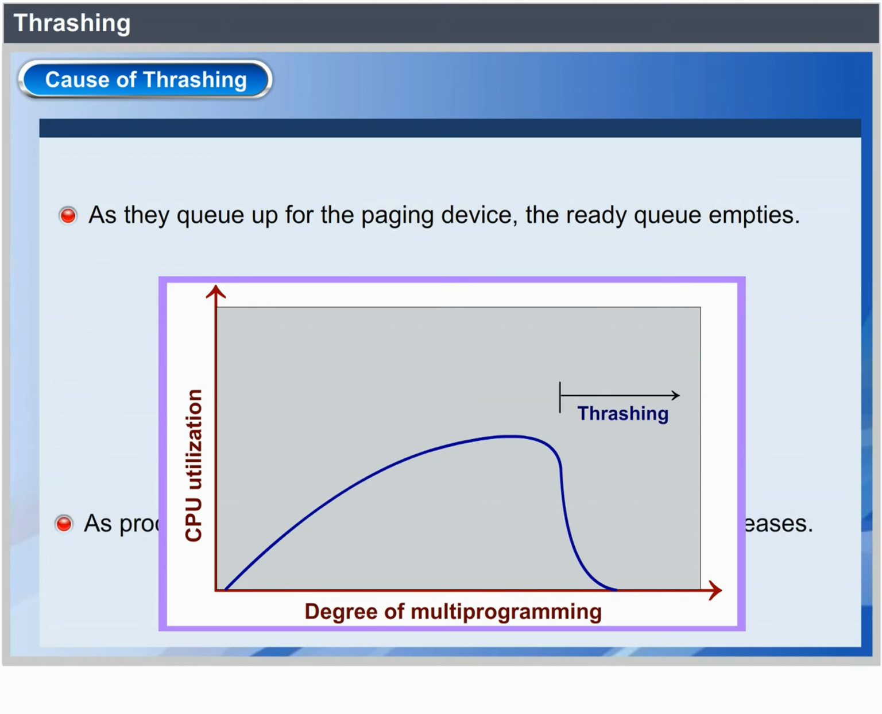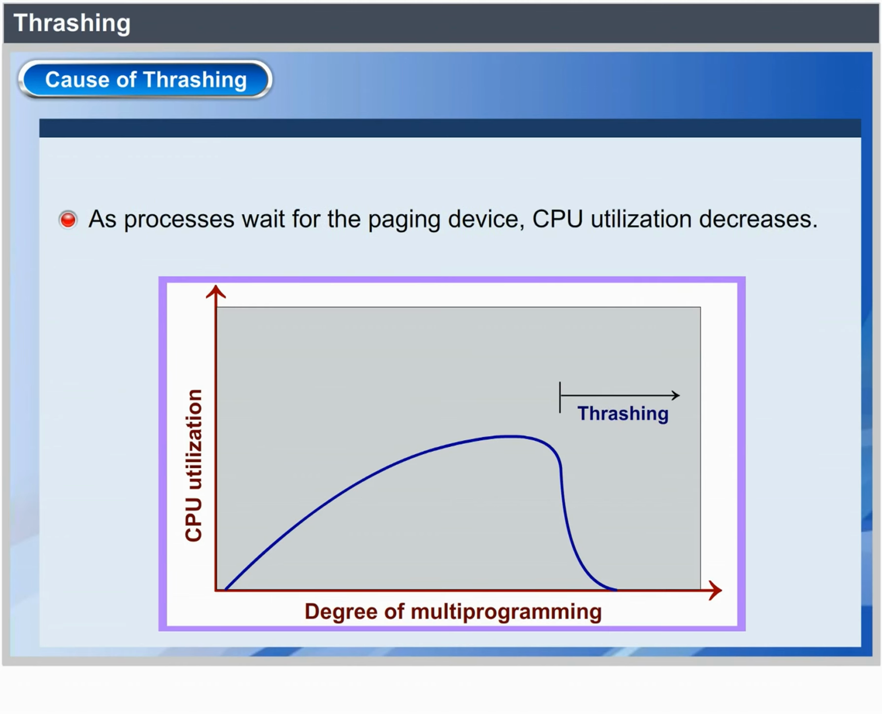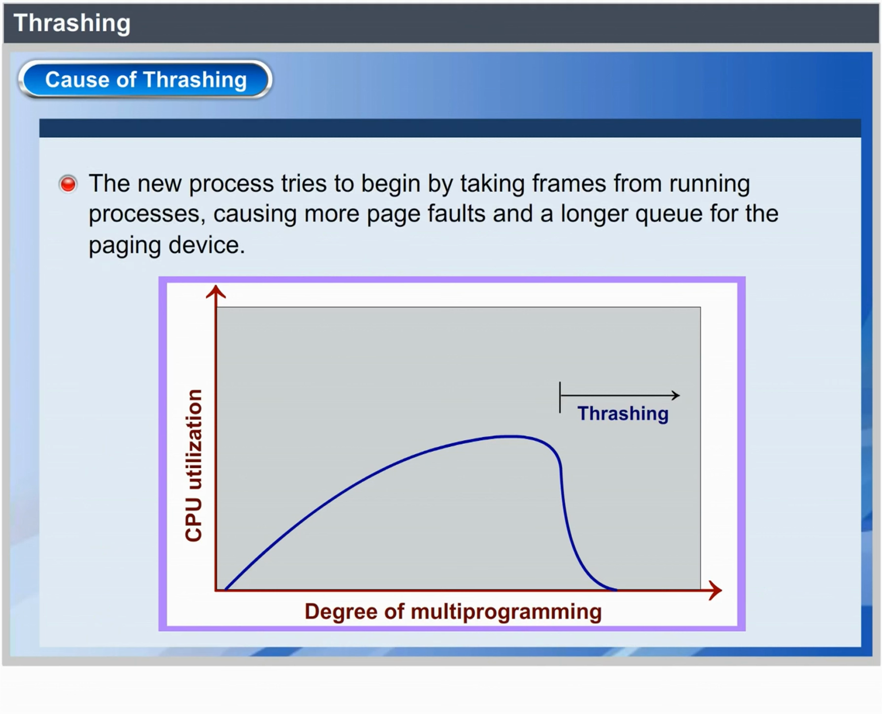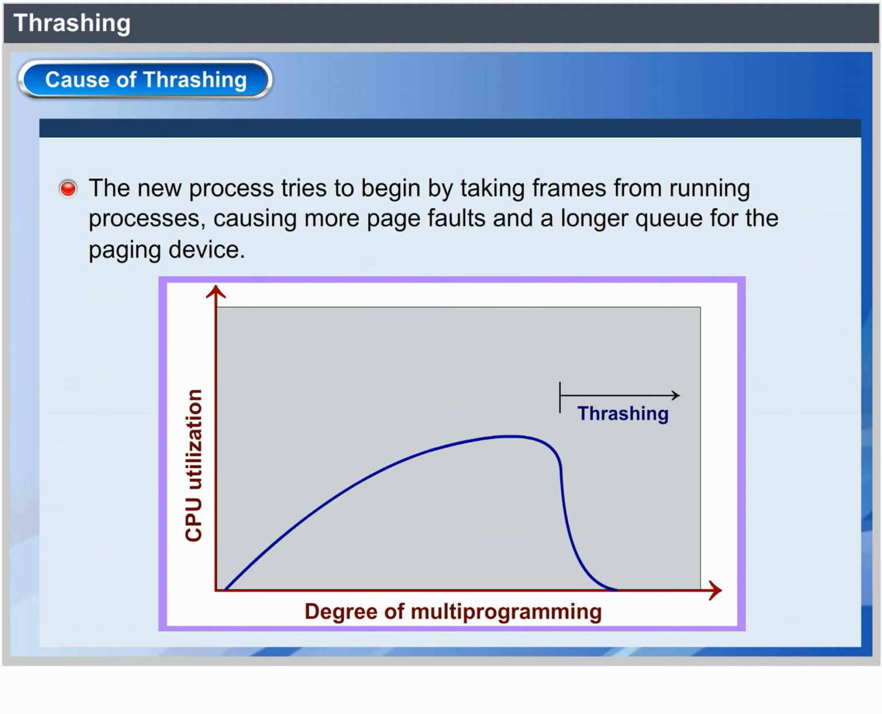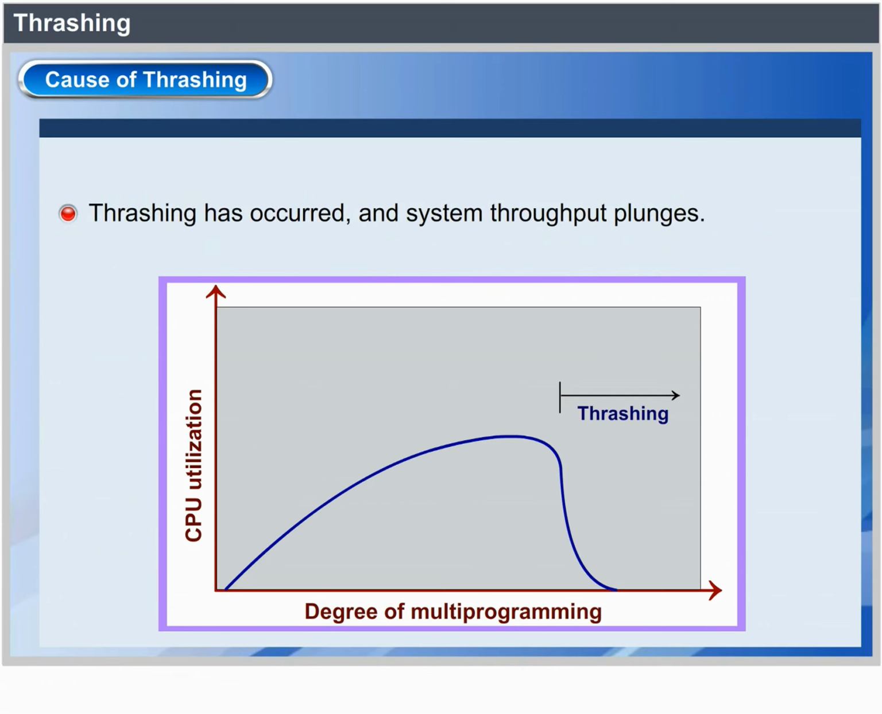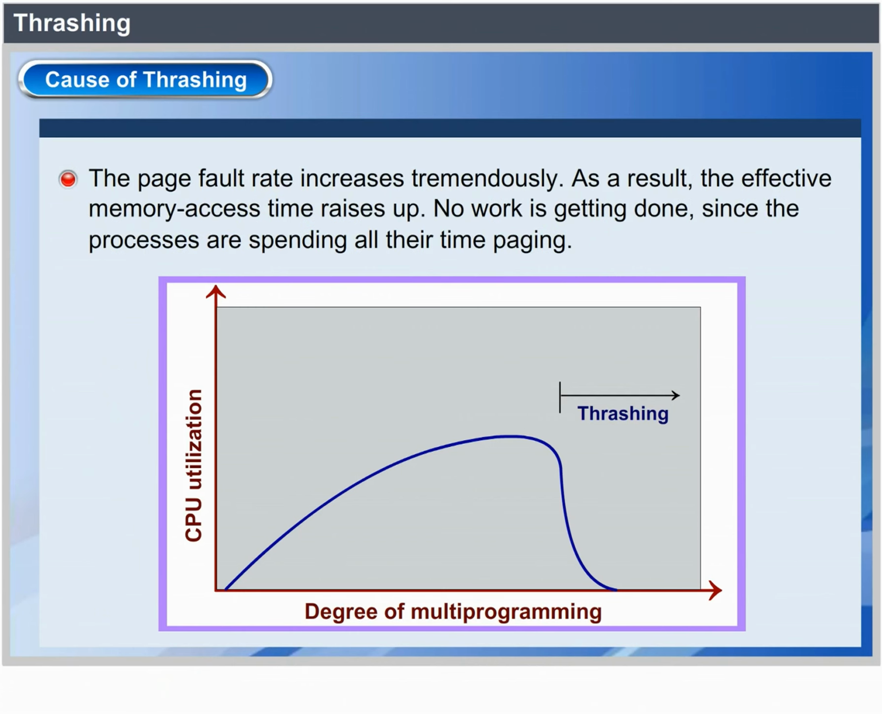The CPU scheduler sees the decreasing CPU utilization and increases the degree of multiprogramming as a result. The new process tries to get started by taking frames from running processes, causing more page faults and a longer queue for the paging device. As a result, CPU utilization drops even further and the CPU scheduler tries to increase the degree of multiprogramming even more. Thrashing has occurred and system throughput plunges. The page fault rate increases tremendously. As a result, the effective memory access time increases. No work is getting done because the processes are spending all their time paging.